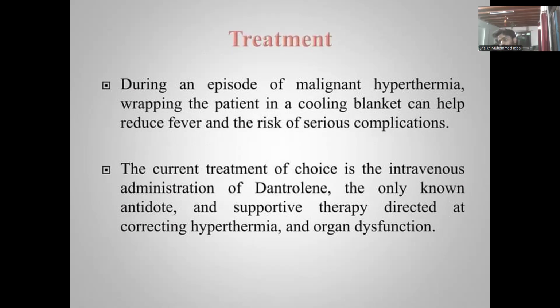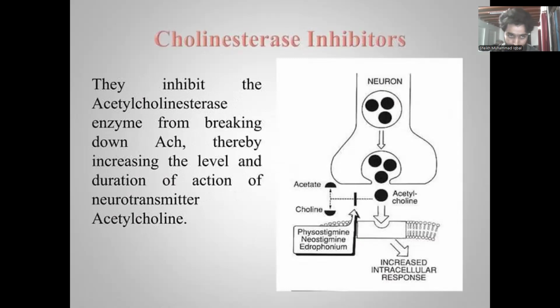The only drug used as of now, which is known as an antidote, is dantrolene. So we use dantrolene as an antidote. It corrects the severe muscle spasms, and we also correct hyperthermia and organ dysfunction.